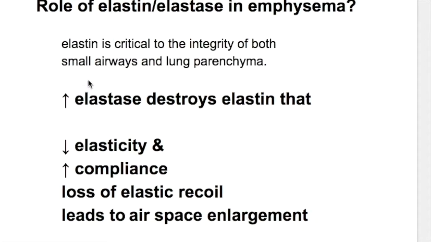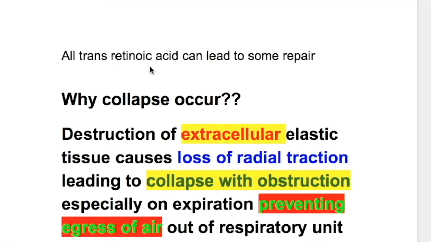What's the role of elastin and elastase in emphysema? Elastin is critical to the integrity of both the small airway and lung parenchyma. Increased elastase destroys elastin, which decreases the elasticity and increases compliance, and loss of elastic recoil leads to airspace enlargement. All-trans retinoic acid can lead to some repair of damage caused by elastase.